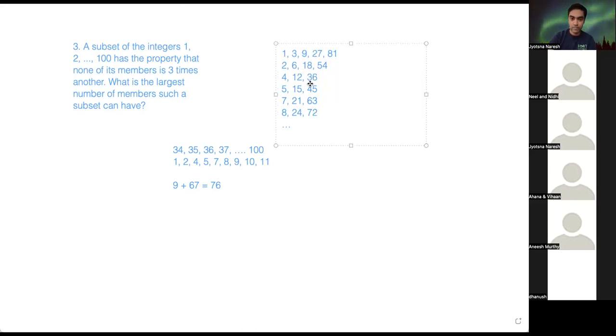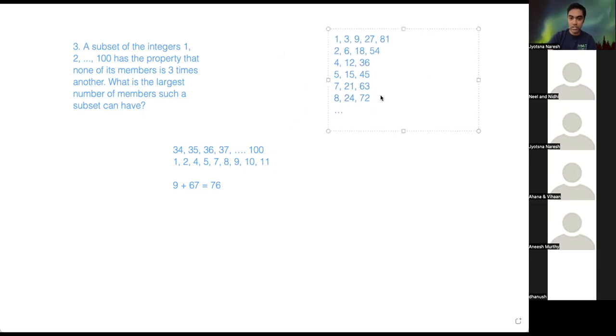I'm going to fill in a few more here until we reach, yep. What's the next row here? 10, 30, 90. Oh, wait, sorry. Next. 11, 33, 99. Good. And then 12. No, no 12, because it's already there. What's 13? 13, 39. And that's it.